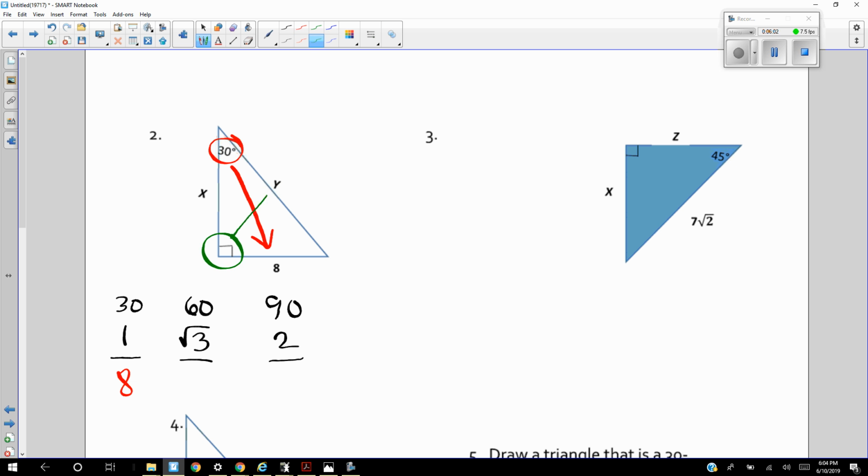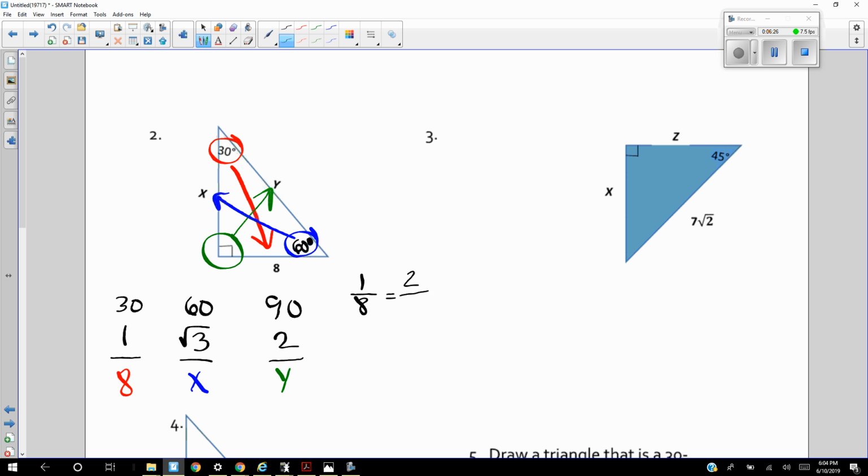The side opposite the 90-degree angle is y, so it's going to go underneath the 2. There's 180 degrees inside a triangle, so that means this angle has to be 60. The side opposite that 60-degree angle is x. Doesn't matter which one you solve for first. Y is easier to solve for, so I'll solve for it first.